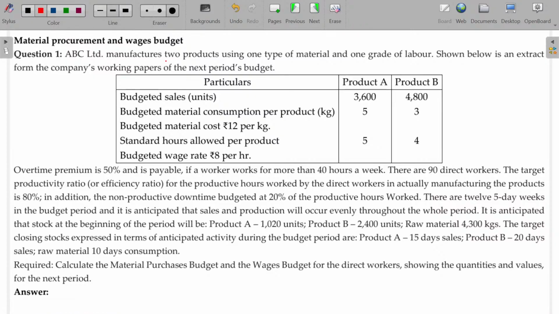ABC Limited manufactures 2 products using one type of raw material. 2 products, only one type of raw material is used. And one grade of labor. So we have the multi-grade laborers also, right? Skilled, semi-skilled and unskilled and all, right? We have studied in standard costing. Similarly, we may also have different grades of employees. Shown below is an extract from the company's working papers.